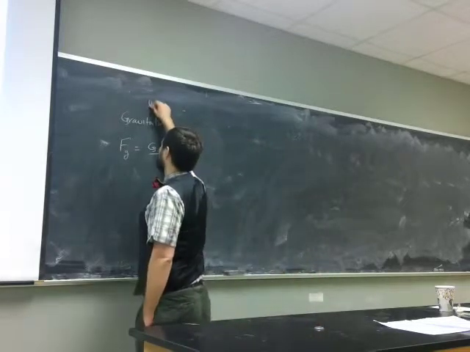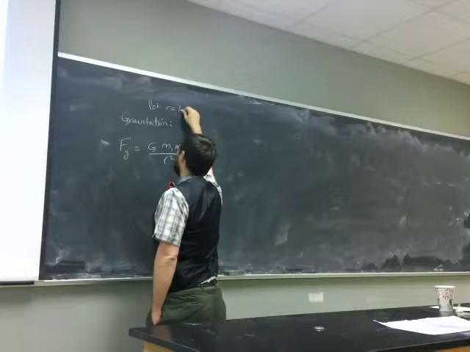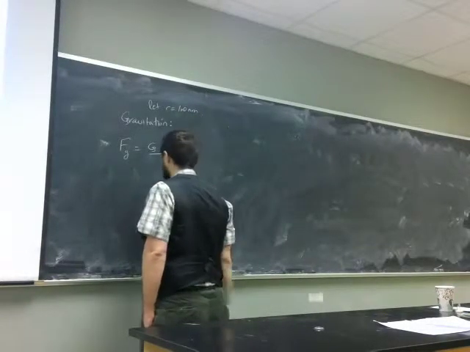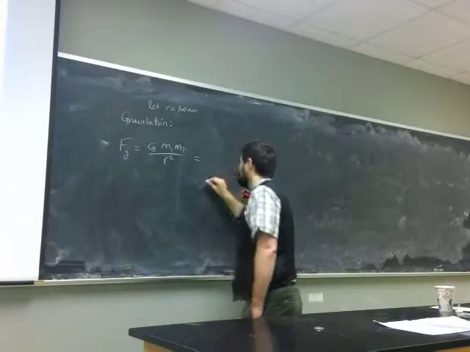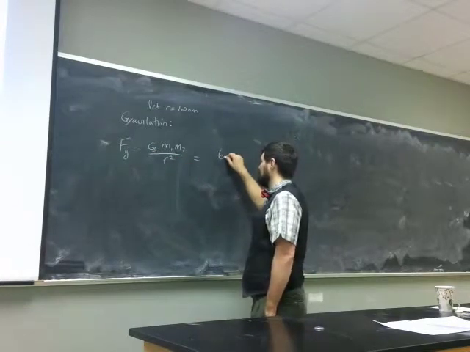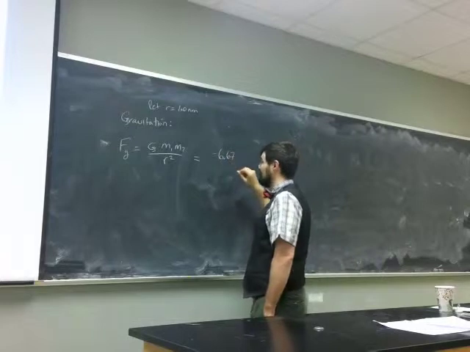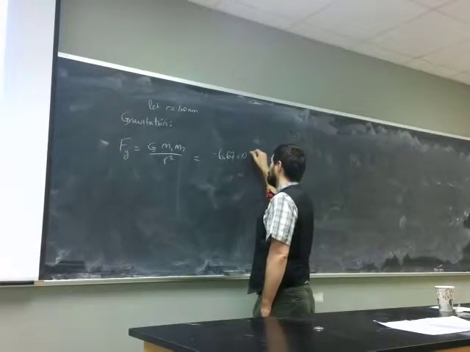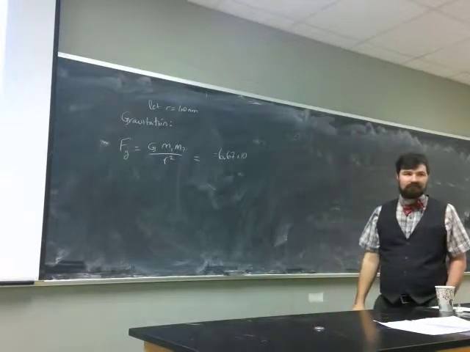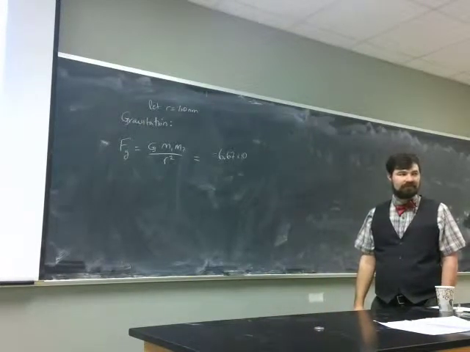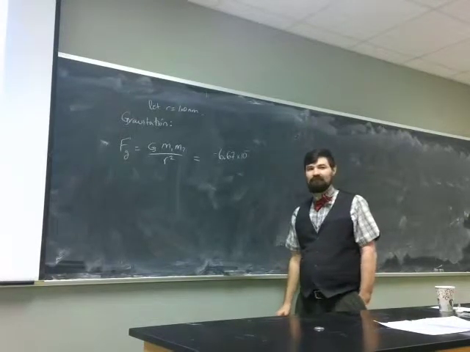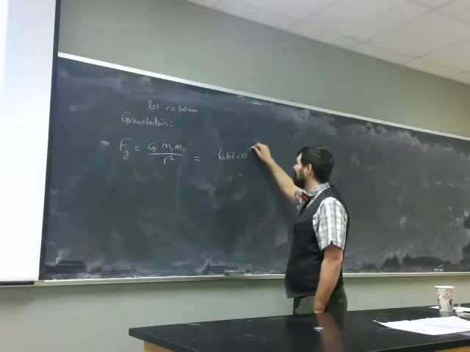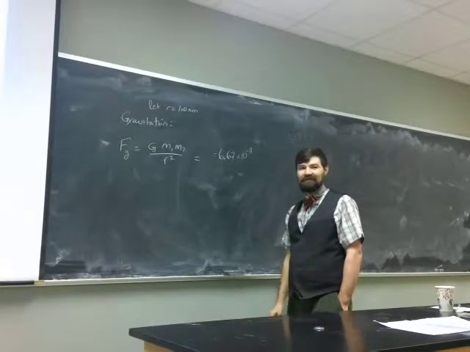So let R be 1 nanometer. This one right here, your value for G is 6.67, or really it's negative 6.67, times 10 to the power of minus, does anybody remember? Too long ago? So like a minus 11.